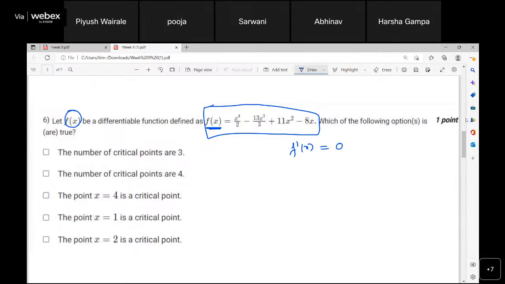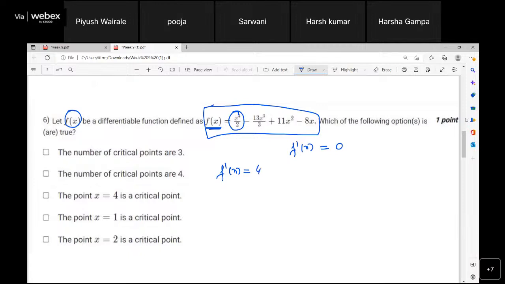So what is the differentiation of this? Yes, anyone? f dash of x? Yes, so 1 minute. Okay, let's try to solve it. The 2x cube minus 13x square plus 22x minus 8. Okay. So let's differentiate this term.